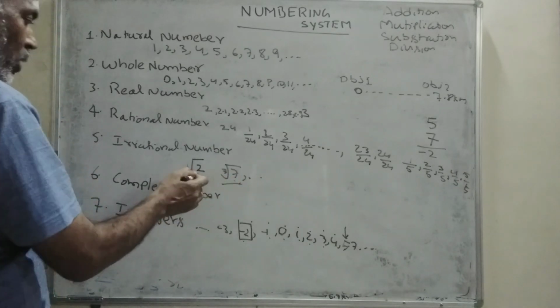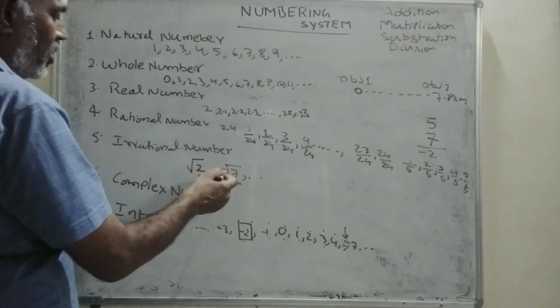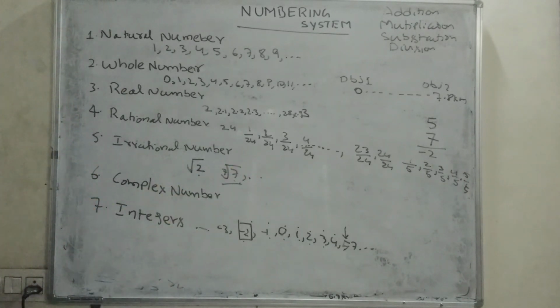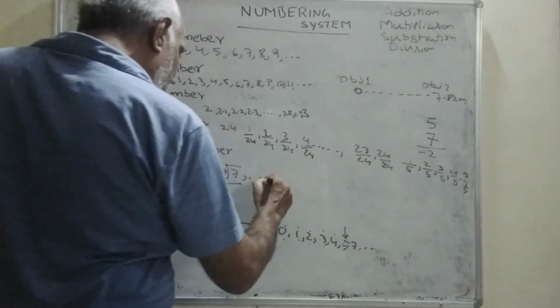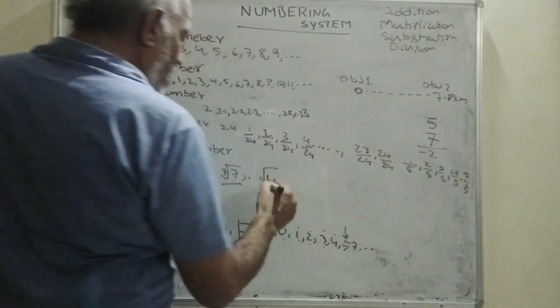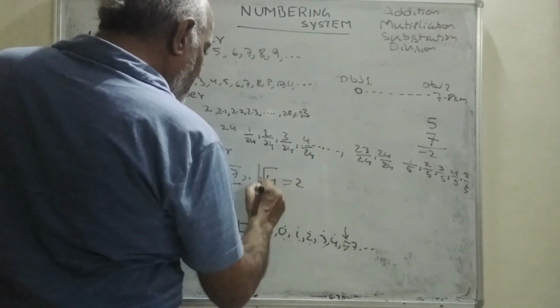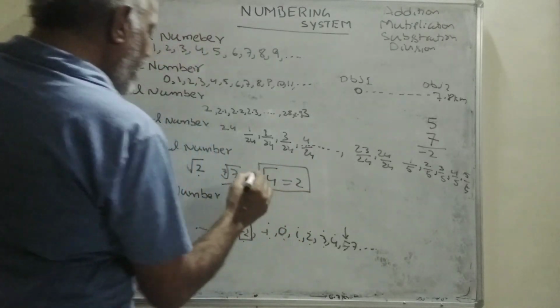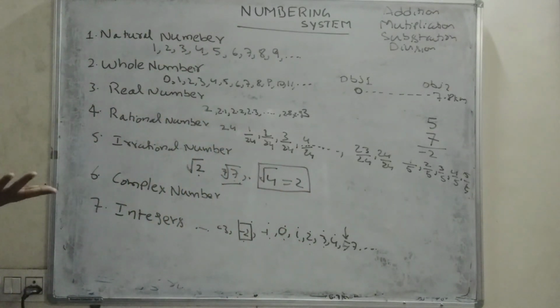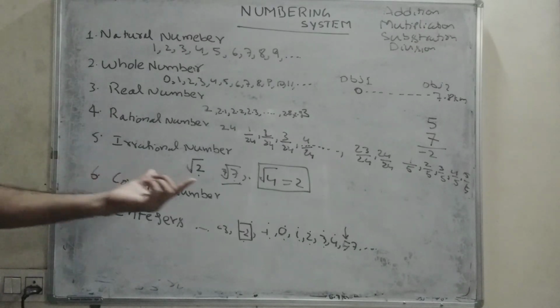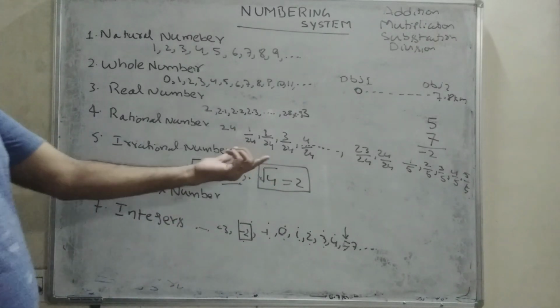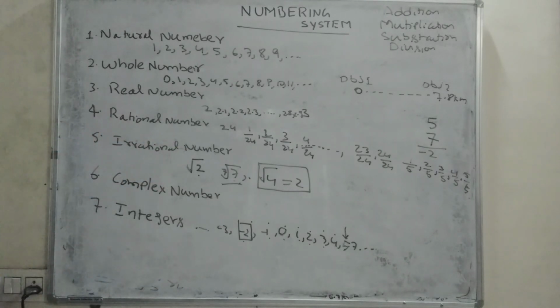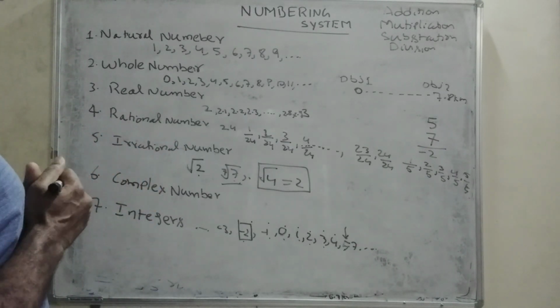So mostly root 2 is an irrational number, and root 3 and root 7 could be irrational numbers. But if you say root 4, the answer is equal to 2. So this is not an irrational number. It could be either a whole number or a natural number. Okay, so that is about irrational numbers.